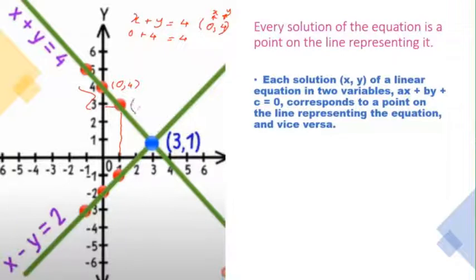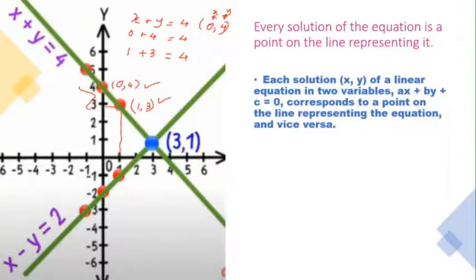So this point will be (1, 3). We always write the x value first, isn't it? So if I put x equal to 1 and y equal to 3, 1 plus 3 is equal to 4. So these two equations are satisfying, isn't it? You can see it in the graph. They are lying on the line, these 2 points.